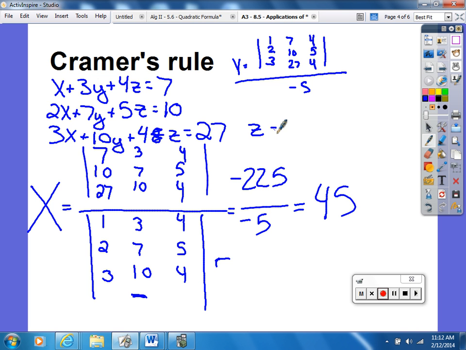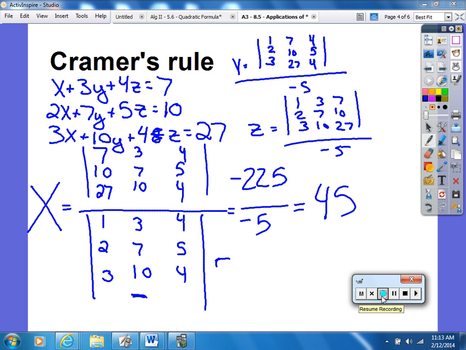So now if I'm doing the letter Z, I replace the Z column. So 1, 2, and 3 are the same. 3, 7, and 10 are the same. So now my Z column becomes 7, 10, and 27 over negative 5. I wasted a lot of time there, didn't I?